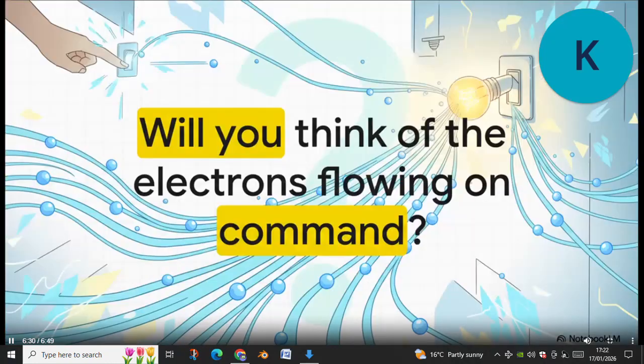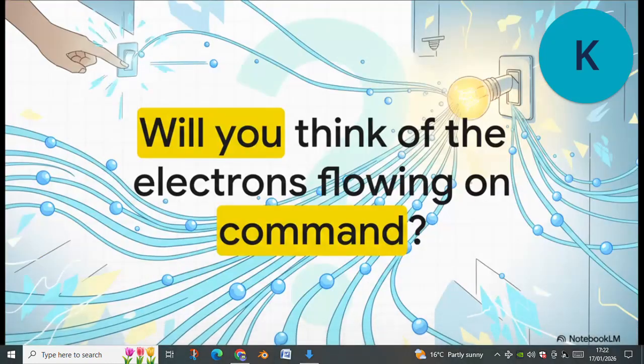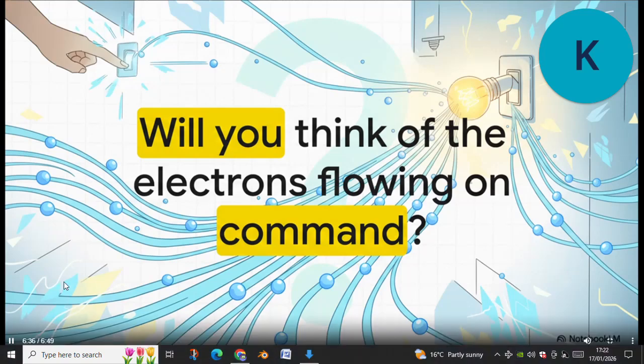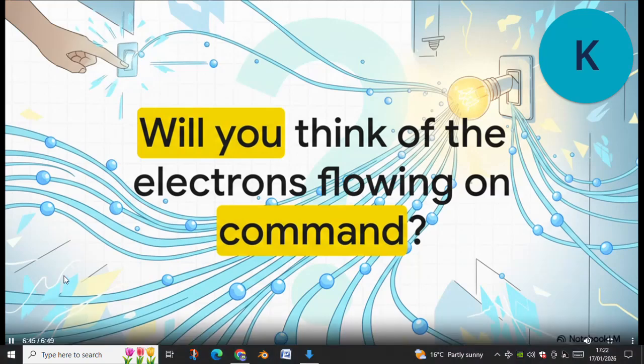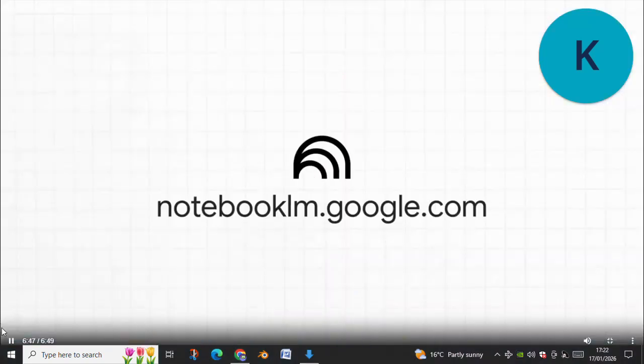So, seriously, the next time you flick on a light switch, pause for a second. You're not just closing a circuit. You are commanding an invisible army of quintillions of electrons to march through a wire, all to light up your room. It's not magic, it's just physics. And it's happening all around you, all the time.